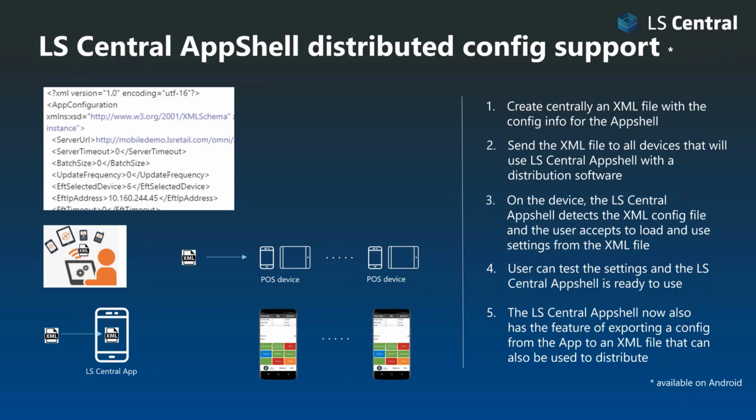Now the LS Central AppShell also has now the feature of exporting a config from the app, and the thought behind this is that when you're creating the XML file, it can be very handy to start with one mobile device, setting up the config as you like it, and then simply export that to a file that can be used to distribute.